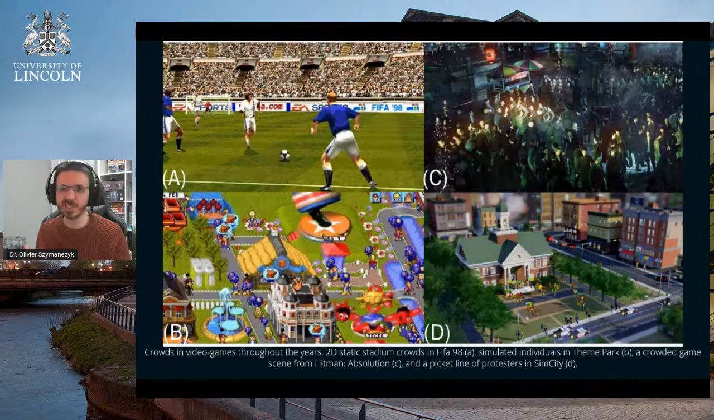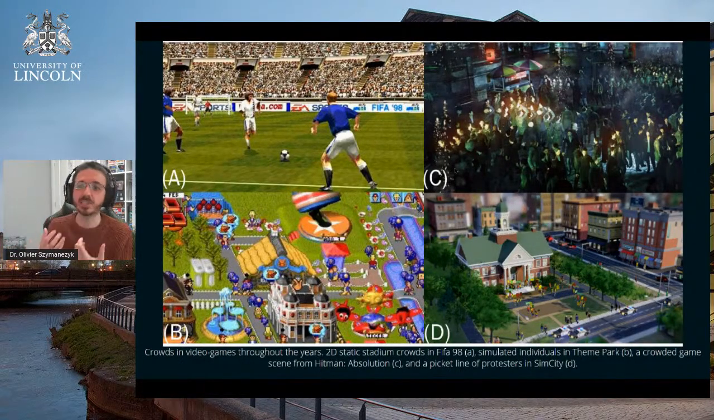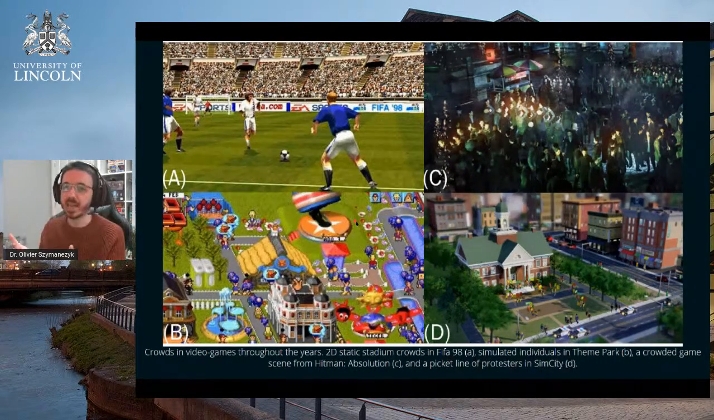And a lot of people say actually having crowds and having lots of people within those environments increases the fun factor. However, very often there is a trade-off between realism and how many crowds there is on screen. For instance, in FIFA 98, it looks like a busy stadium with 25,000 plus crowds. But actually, as I mentioned, it's just a 2D sprite going up and down. The crowds don't really have intelligence. It looks crowded, but the crowd itself is not intelligent.